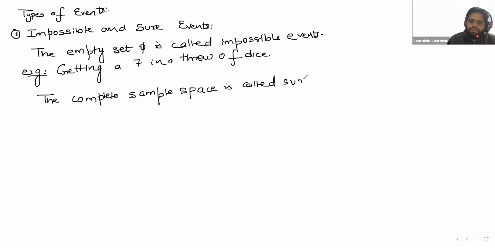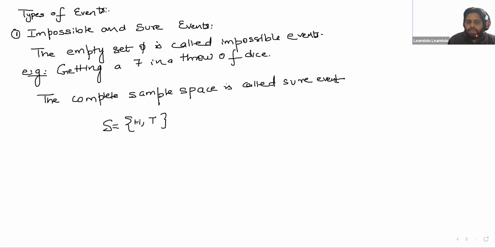Okay, it's called a sure event. A sure event means that it will always occur. So for example, if we throw a coin, we will get head or tail. Then which is the outcome which always occurs? We can't say that head will always occur. We can't say that tail will always occur.